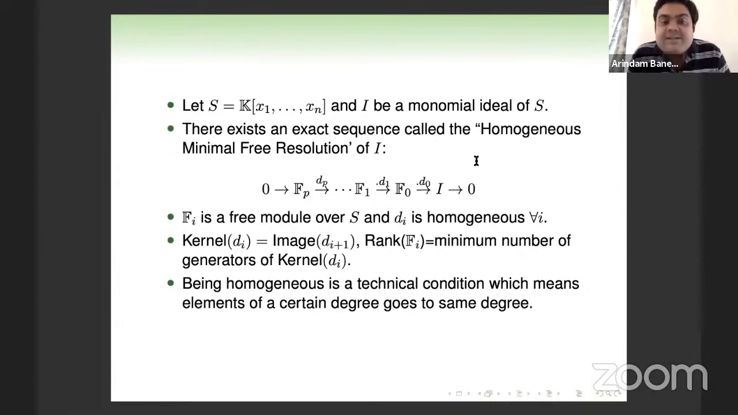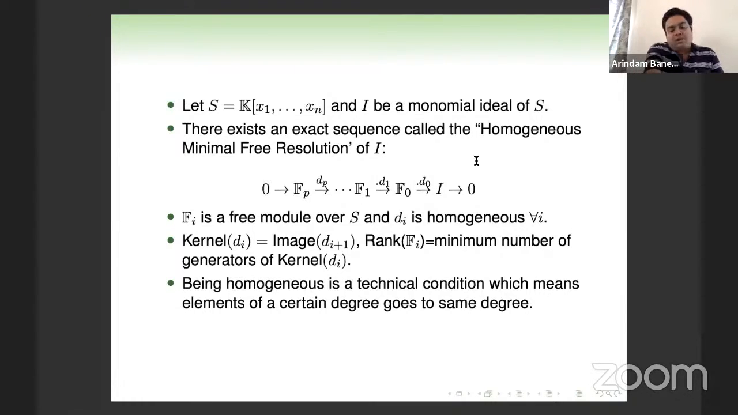Yes, P is unique. In fact, the homogeneous minimal free resolution is unique. I don't need the uniqueness for today's talk, but yes, it is unique. If you put the minimality condition, it is unique. And this minimality comes from the condition that rank Fi is equal to the minimum number of generators of kernel Di. If you enforce that, then this becomes unique. And in fact, P is an extremely important invariant. It's called the projective dimension of I.